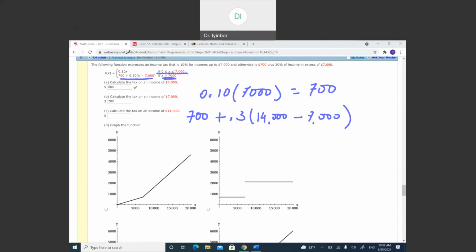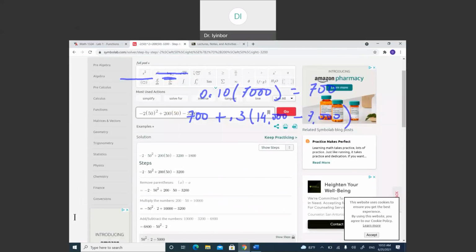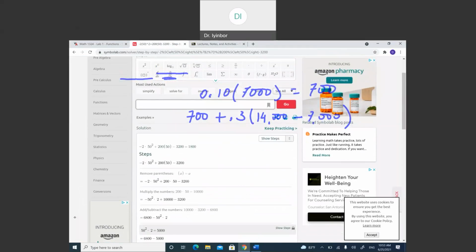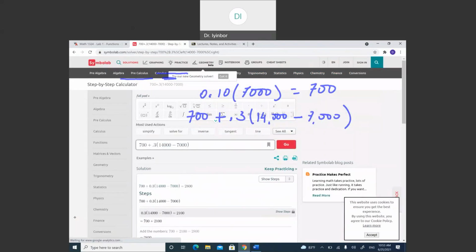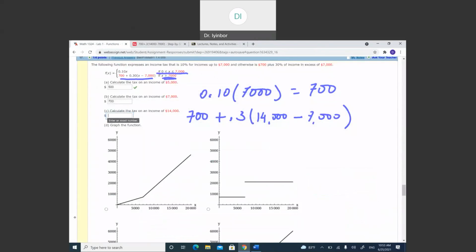And I can just use the calculator to get that answer. Okay, so I'm going to plug it in here. So I have 700 plus 0.3 times parentheses 14,000 minus 7,000. And we get 2,800. Okay, so that's how you get that.